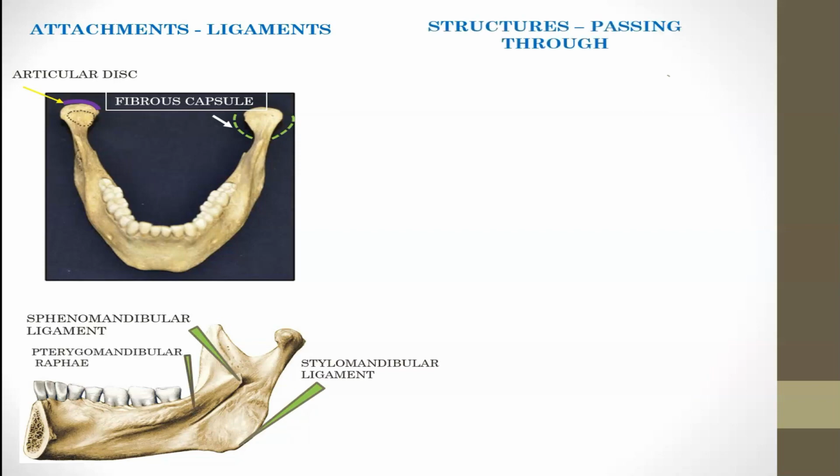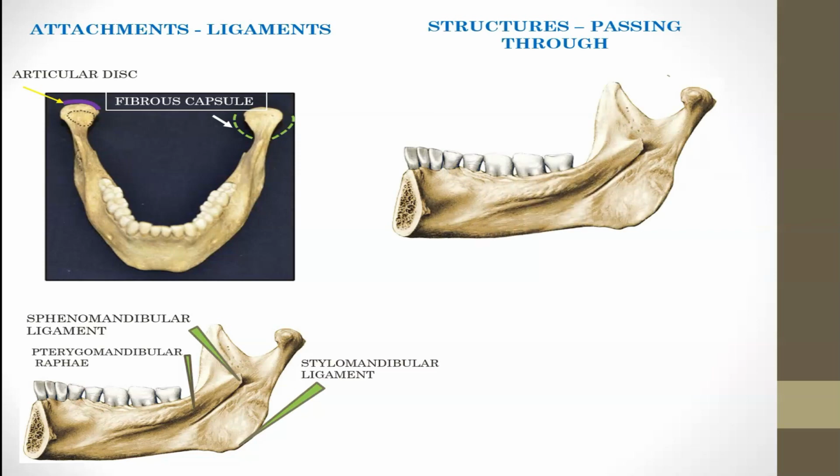The structures passing through the mandible. On the medial surface of the mandible, we can see mainly the mandibular foramen, through which the inferior alveolar nerve and vessels pass through. From this foramen, they pass deep inside the mandibular canal, where they give the dental plexus and supply the lower jaw teeth except incisors.